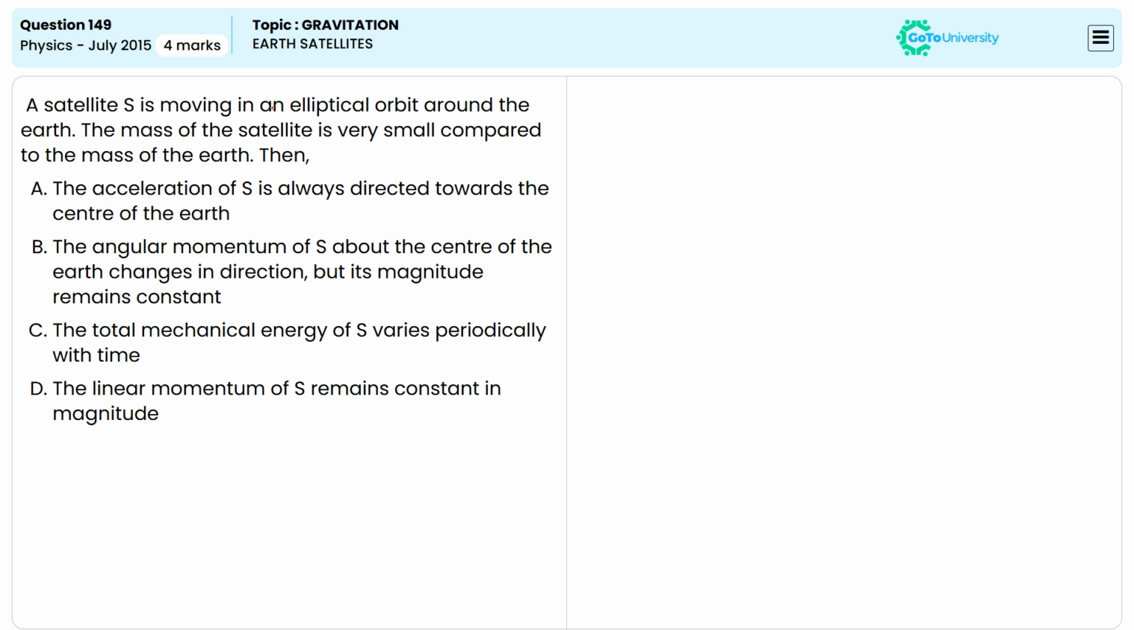A satellite S is moving in an elliptical orbit around the Earth. The mass of the satellite is very small compared to the mass of the Earth. Then, which of the four following options is correct?